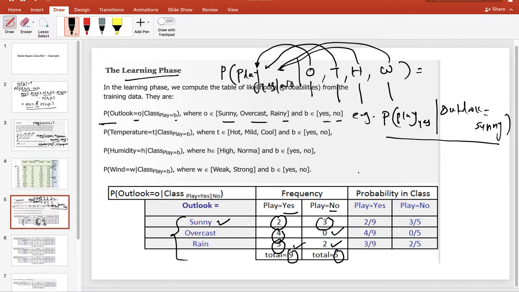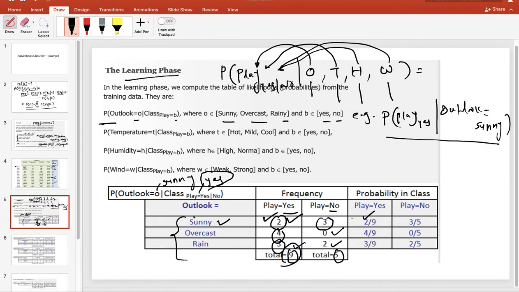So what I want to compute here is the probability of outlook is equal to sunny, and let's say play is equal to yes, right? That is nothing but play is equal to yes, 2 times out of 9. What is the total yes we have? Total yes we have is 9. And out of 9 times, the outlook was sunny twice. In total 9 yes cases, the sunny outlook was only 2 times.